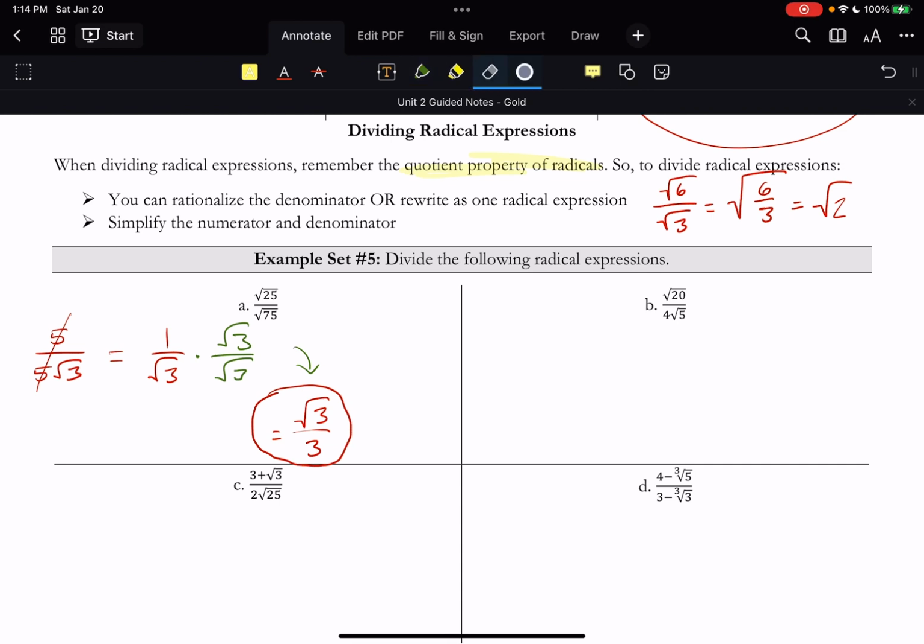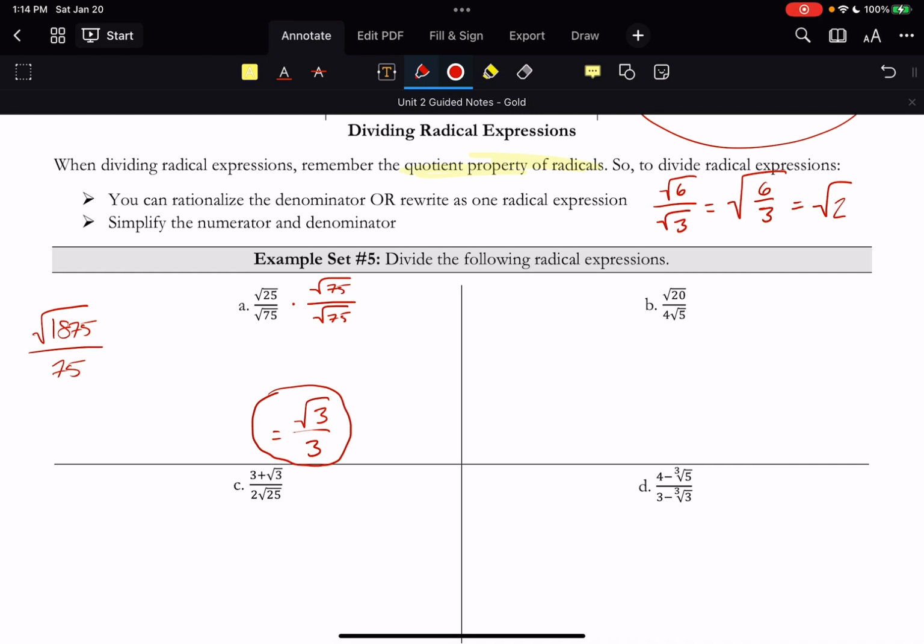And the very last way that some people like is they like to go ahead and rationalize right away. So if you go ahead and rationalize the denominator right away, you would be multiplying both by the square root of 75. So that would get me the square root of 1,875, all divided by 75.